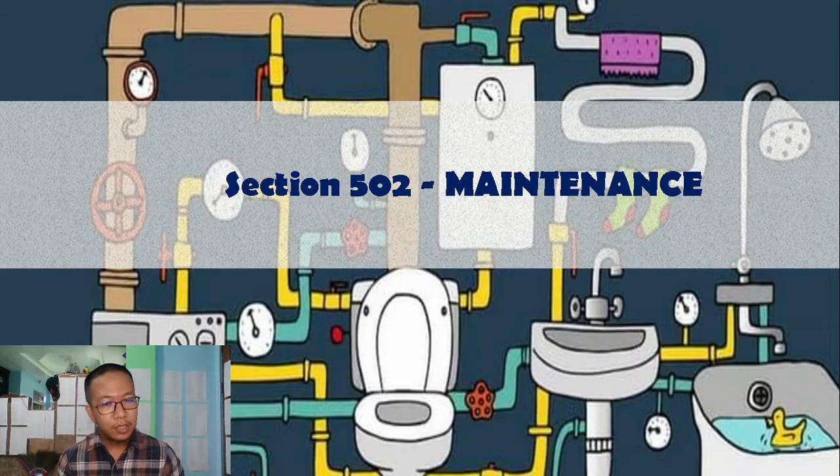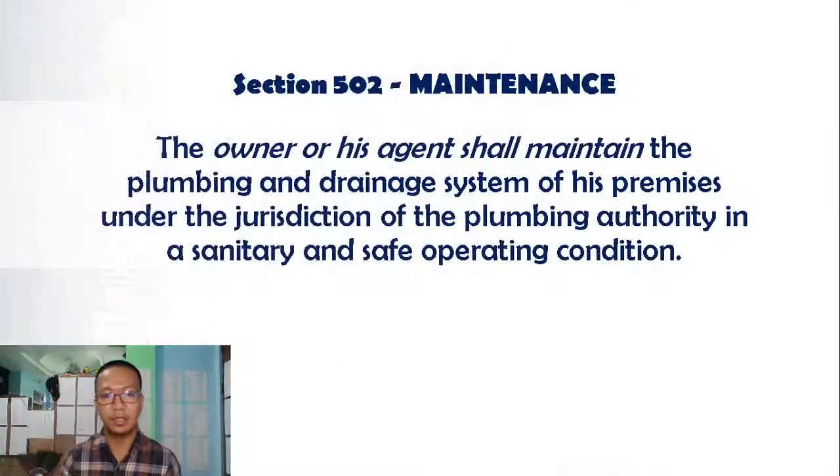So we are done with Section 501, let's proceed to Section 502. It's all about maintenance. It's just one sentence. Section 502, maintenance. The owner or his agent shall maintain the plumbing and drainage system of his premises under the jurisdiction of the plumbing authority in a sanitary and safe operating condition.